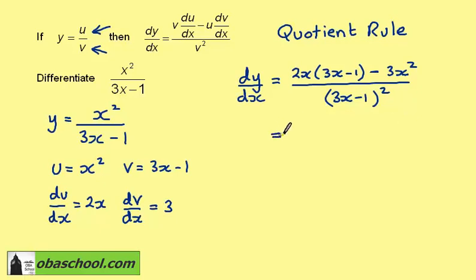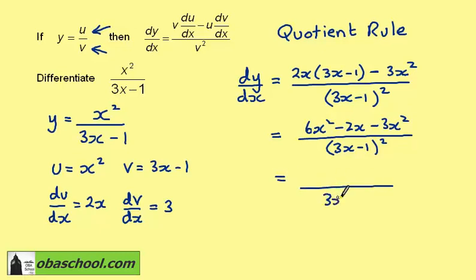We can do a little tidying with this. The denominator stays the same. Expanding the bracket, we get 6x squared minus 2x minus 3x squared. Tidying the top now, 6x squared minus 3x squared is 3x squared, minus 2x.